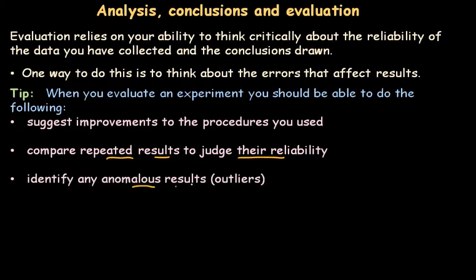Identify any anomalous result on the graph, which we also call an outlier, and we also need to think about why the result is anomalous, so what error has occurred in taking that particular reading.